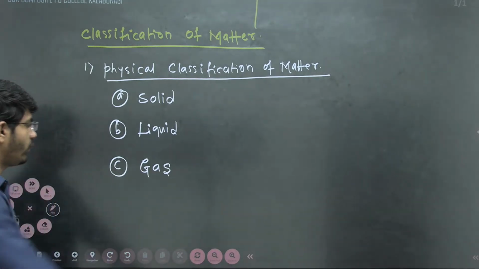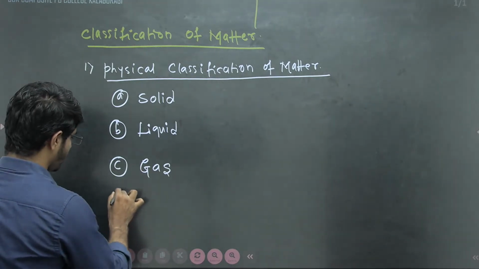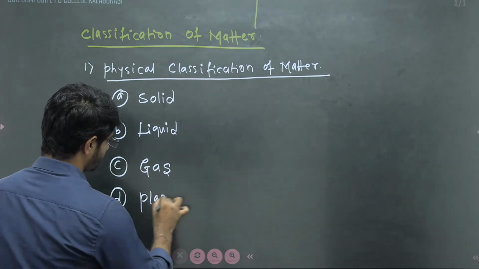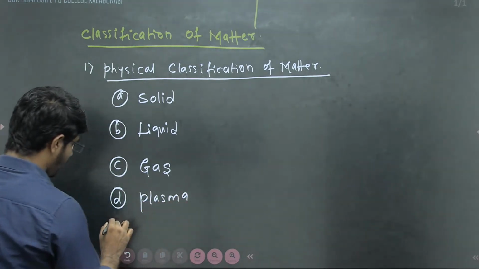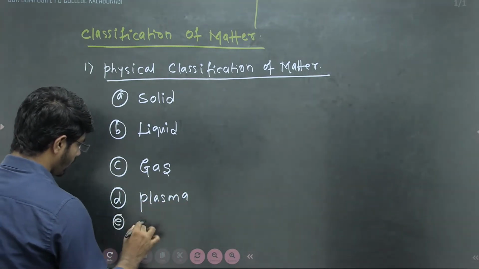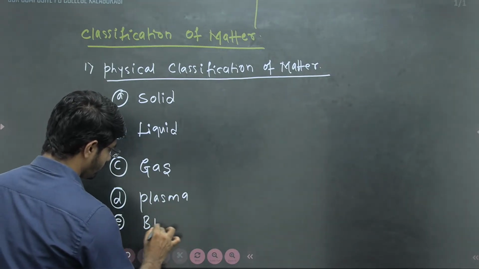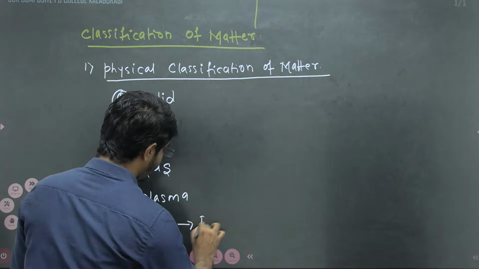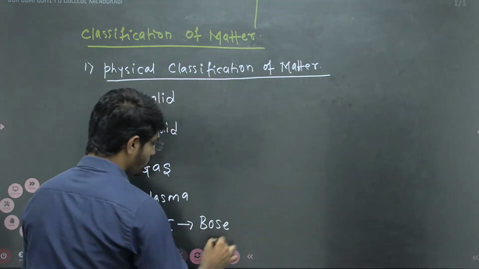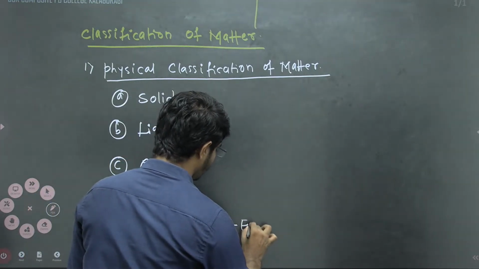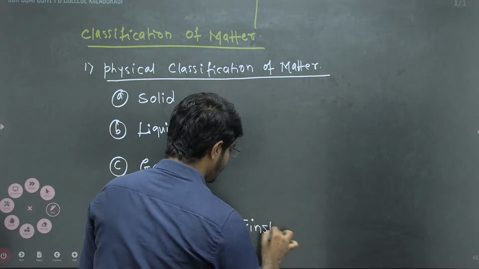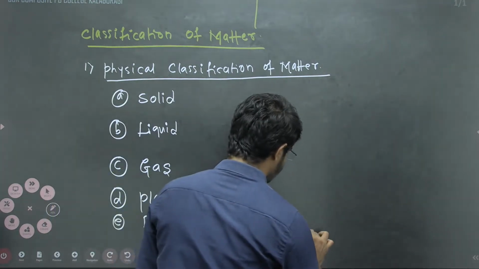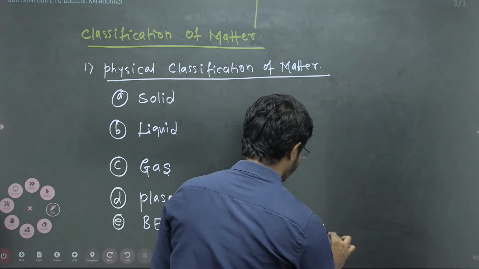Apart from these three, we have two which are rarely used. One is plasma, and another one is BEC. BEC is known as Bose-Einstein condensate, named after Bose, an Indian scientist, and Einstein. Bose-Einstein condensation gives this fifth state of matter.